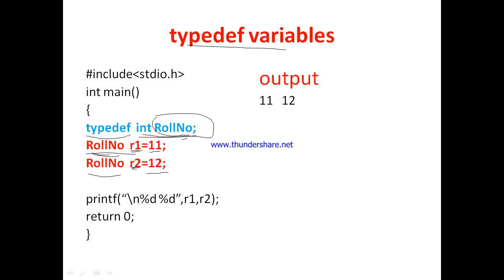When we display the values of R1 and R2, we use the format specifier for decimal integer, because the actual data type of roll number is int, so we have defined %d %d. When we run this program, we get the values 11 and 12. In this example we get a clear idea that typedef just modifies the name of the data type.